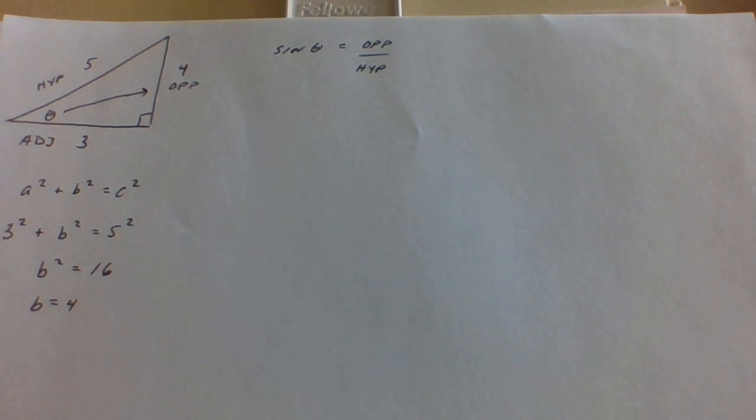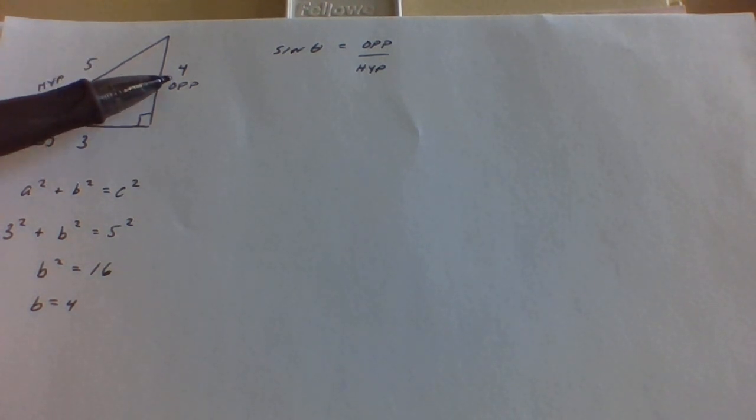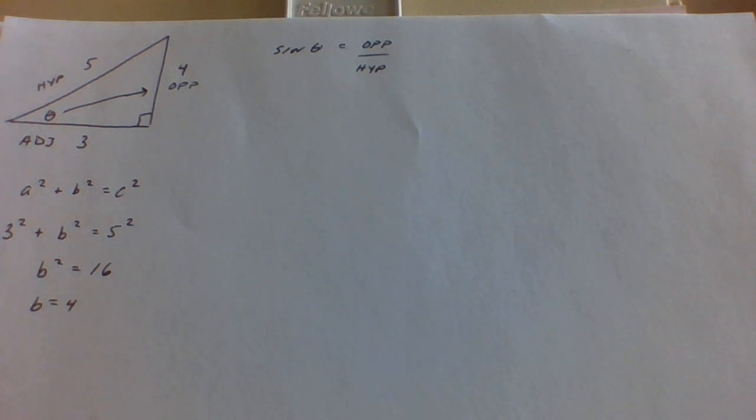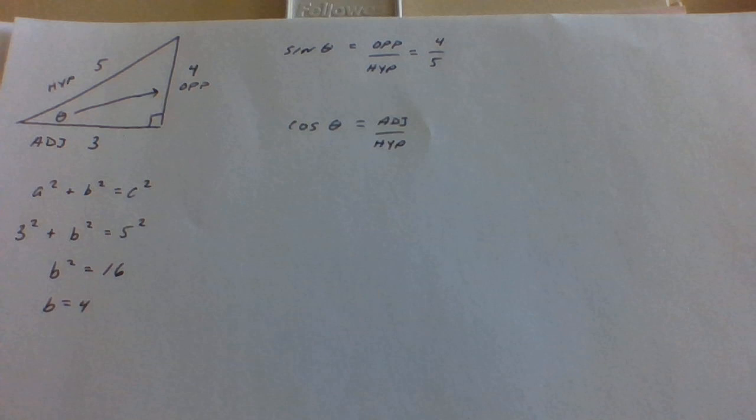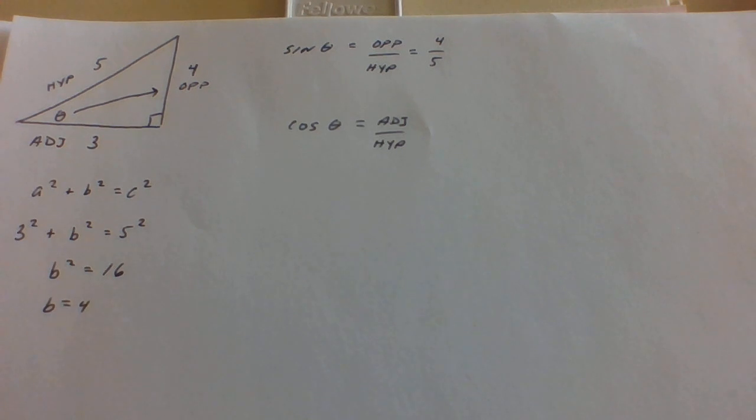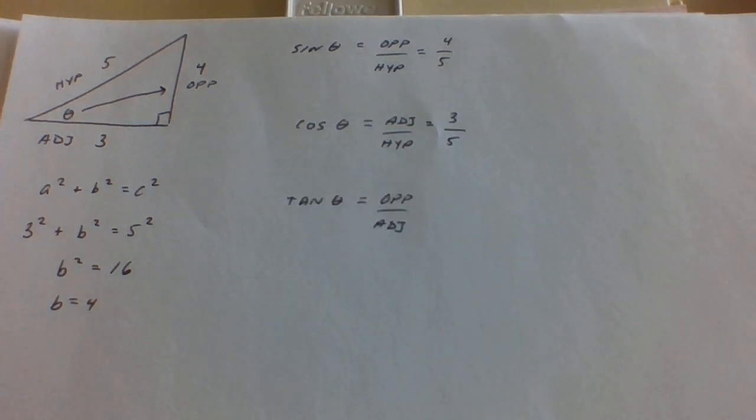Sine of theta is equal to our opposite side over our hypotenuse. Our opposite side is 4, and our hypotenuse is 5. So sine of theta is equal to 4/5. Cosine of theta is equal to our adjacent side over the hypotenuse. Our adjacent side is 3, and our hypotenuse is 5. Tangent of theta is equal to our opposite side over the adjacent side. Our opposite side is 4, and the adjacent side is 3.